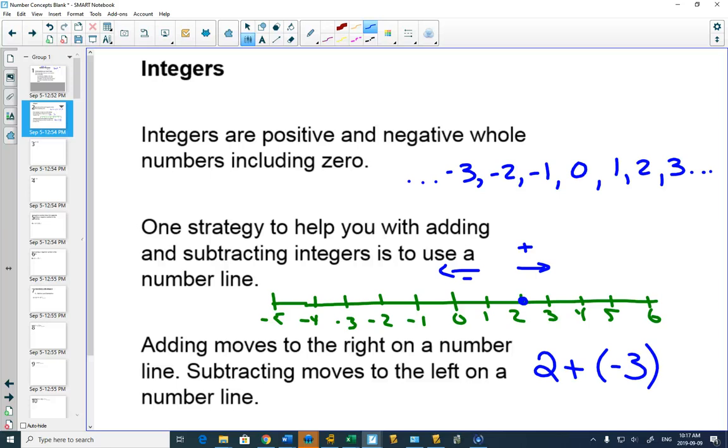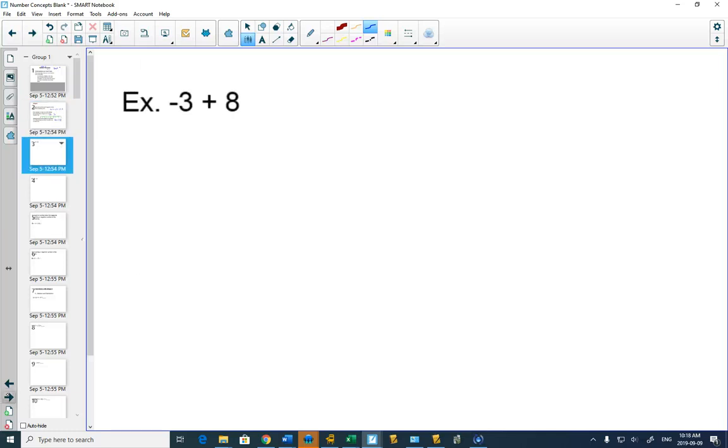Seems easy, seems straightforward. Now, I'm going to move to the next slide. Is everybody finished on this slide already? Yeah? So here's our first example. We've got a -3 plus 8.